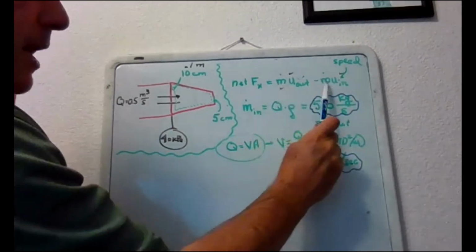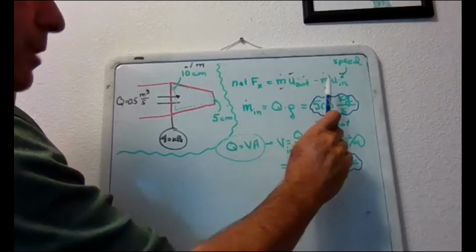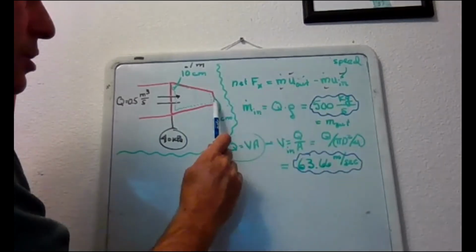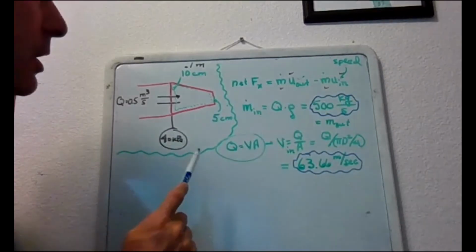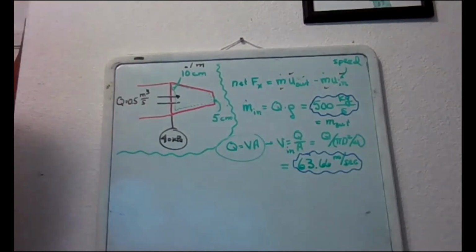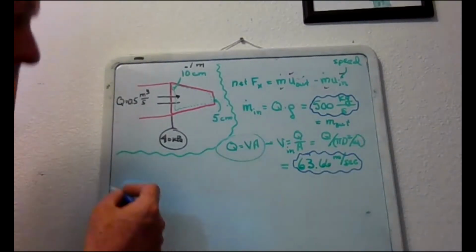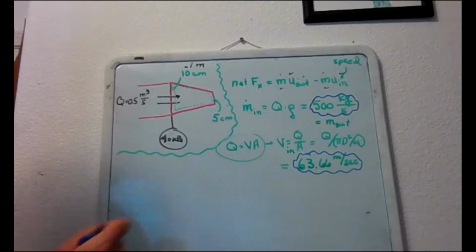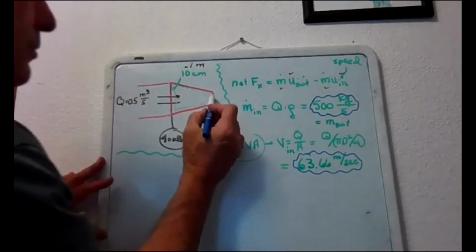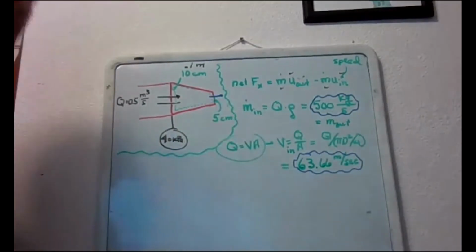We've got both m dots, okay? We have u in, 63.66, and then u out is going to be huge. How can we go about doing that? Well, u out is speed. So basically we're trying to figure out the speed coming out here, the speed coming out there, all right?